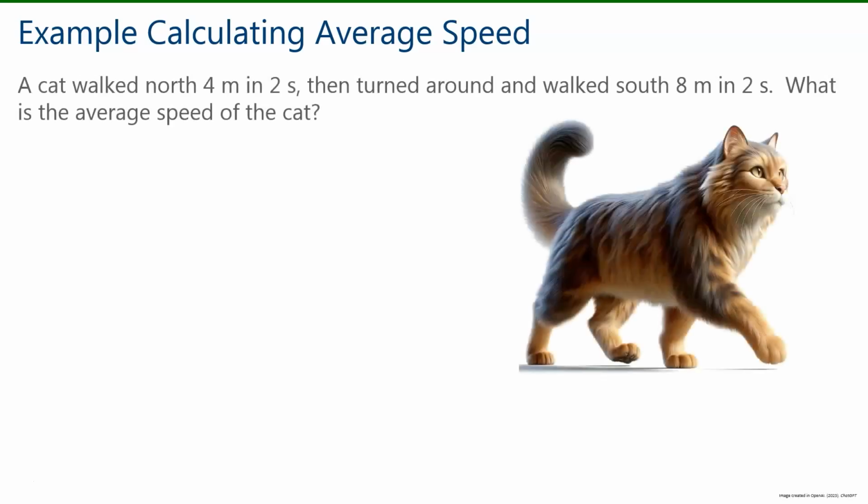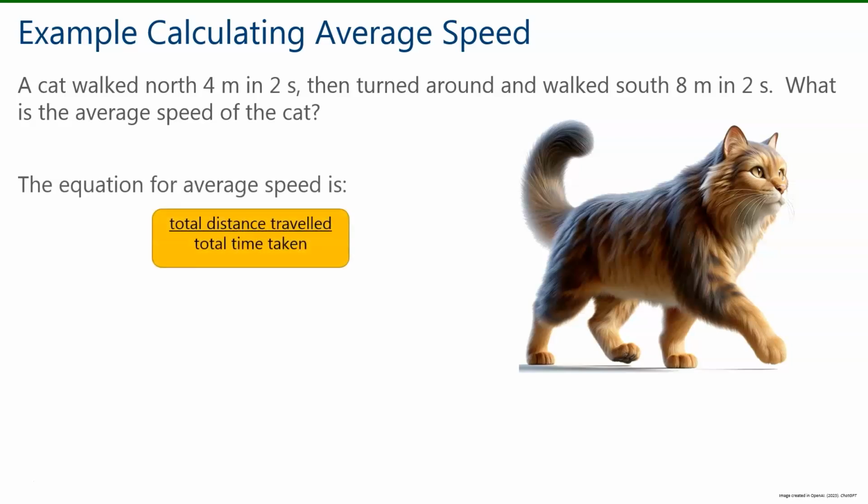A cat walked north 4 meters in 2 seconds, then turned around and walked south 8 meters in 2 seconds. What is the average speed of the cat? The equation for average speed is total distance traveled over total time taken.